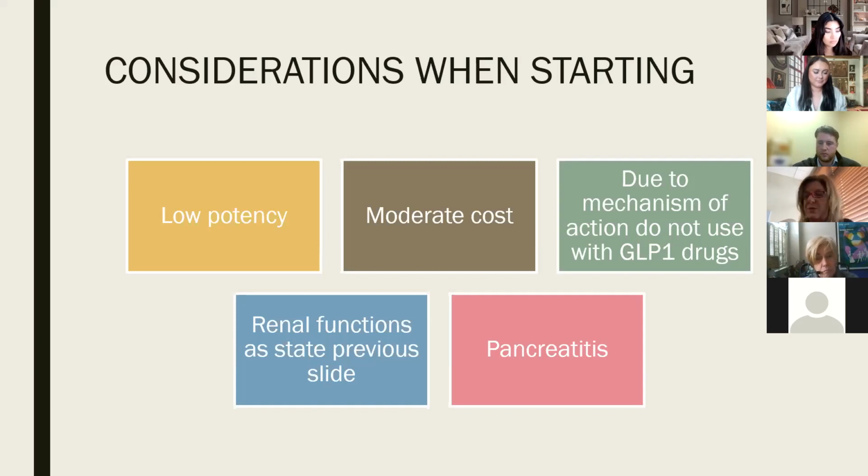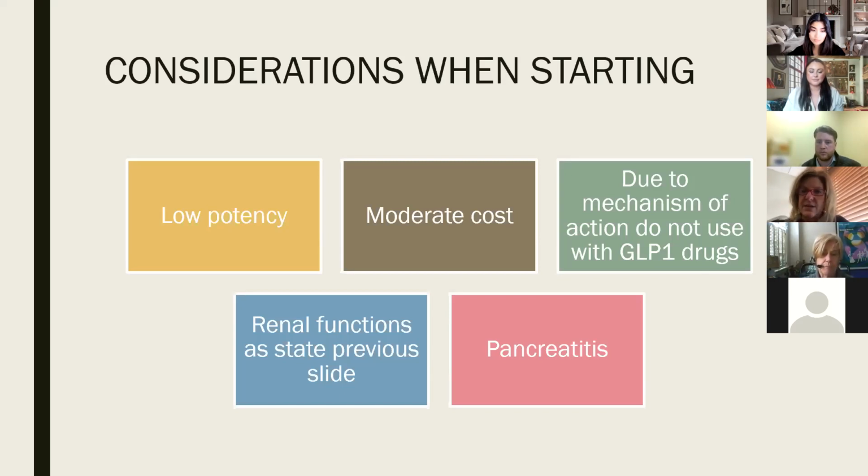We say do not use this with GLP drugs, and that's really about the mechanism of action. Just like sulfonylureas, it's not that you can't do it and you're doing them any harm, but with sulfonylureas and insulin together, you don't know what's causing the low. With GLPs and DPP4s together, you're working along the same mechanism of action with the incretin hormone, so you're not getting an additional bang for your buck on it. So if you add GLPs, you probably should remove your DPP4s.